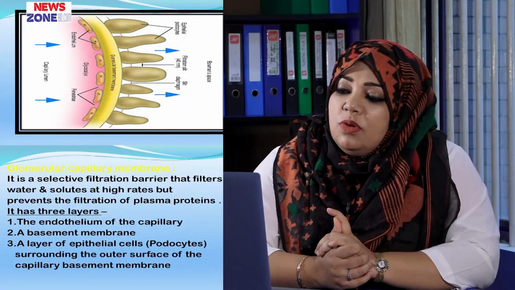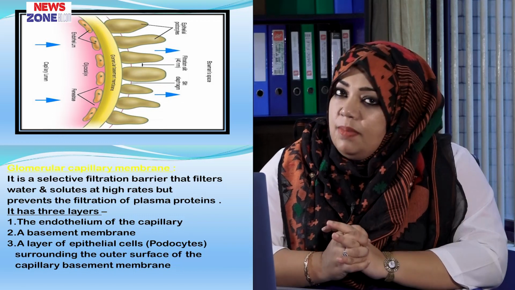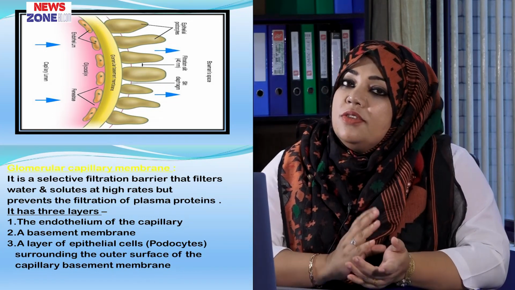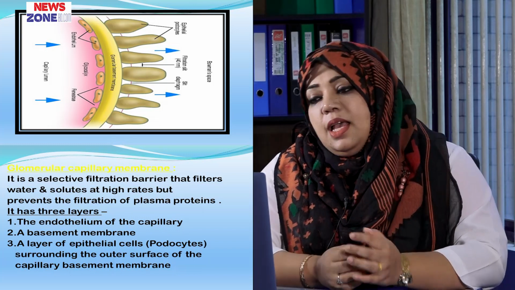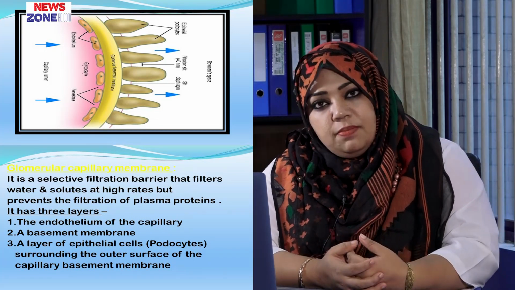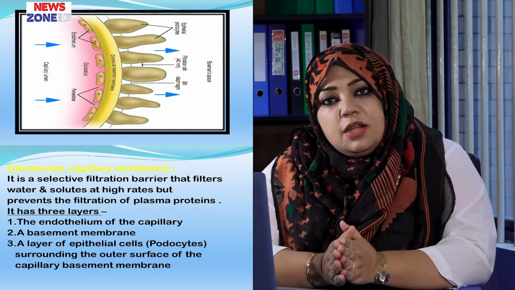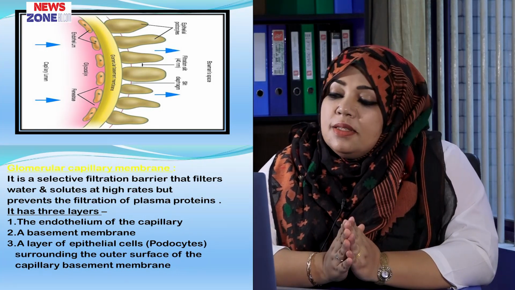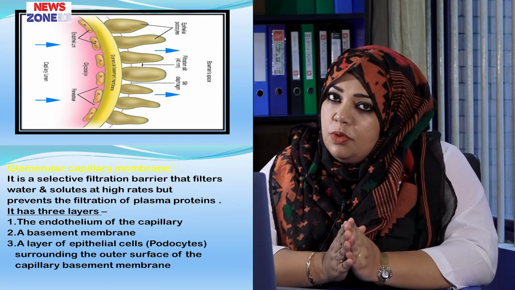Today we are going to look at the glomerular capillary membrane, because it is very important to understand the structure of this membrane. It is a selective filtration barrier that filters water and solutes at a high rate but prevents the filtration of plasma protein.